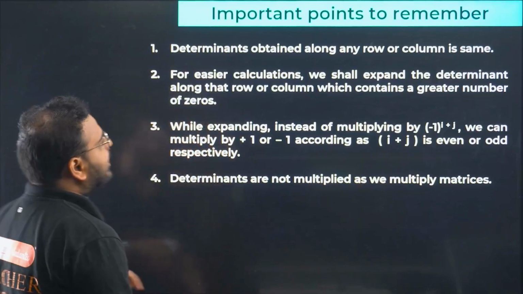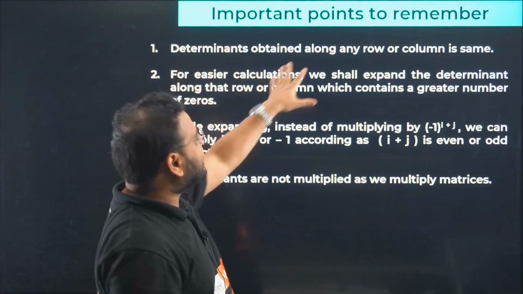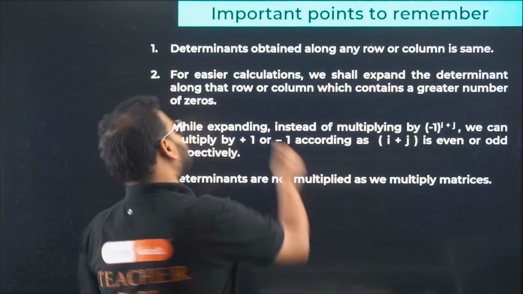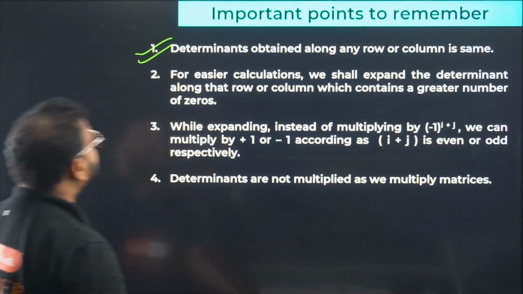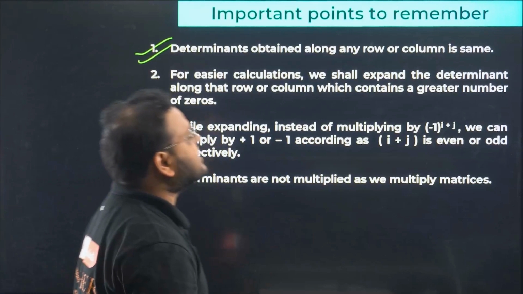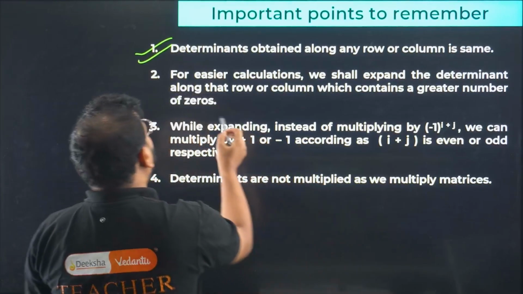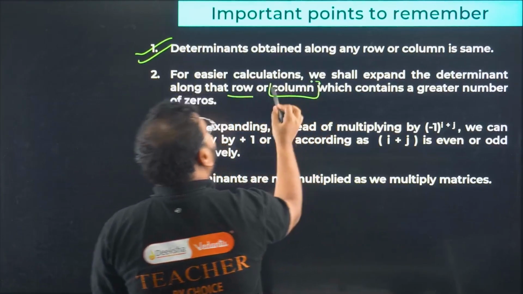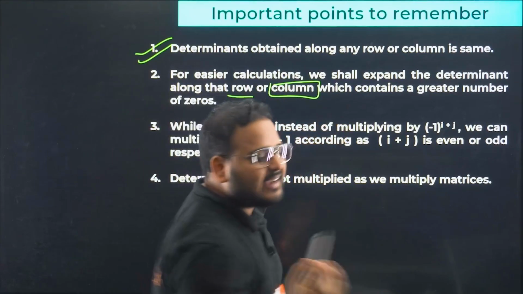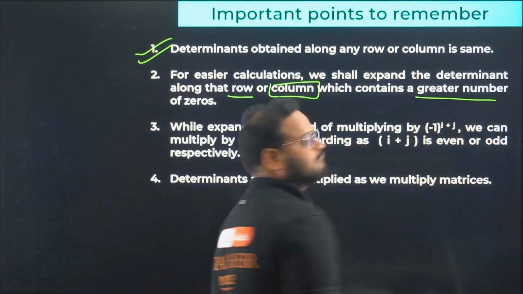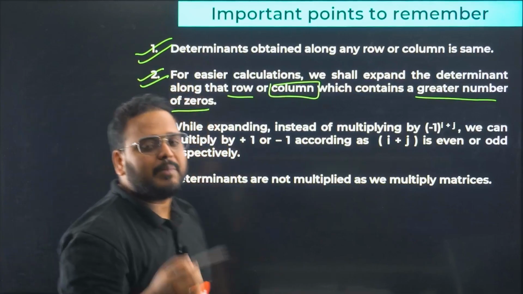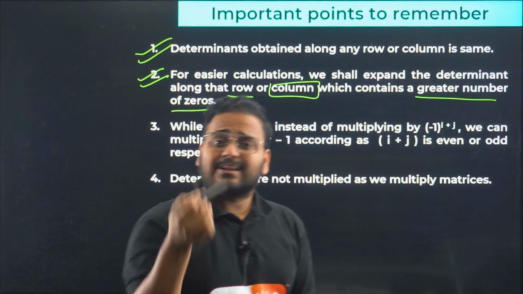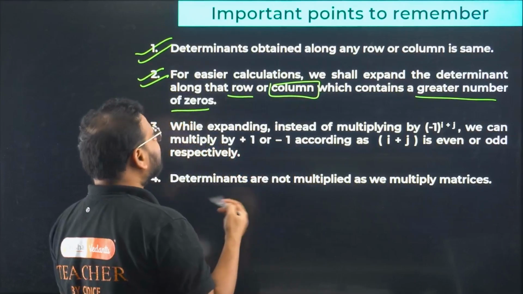Now important points to remember. Determinants obtained along any row or column is same. Sir, we know that very well. First one we know that, sir. Second one, for easy calculations we shall expand the determinants along the row or column which contains a greater number of zeros. I told you this as well. Whichever row or column has more number of zeros, we have to do fewer calculations. So that's why we have to choose that, doing it the smart way.